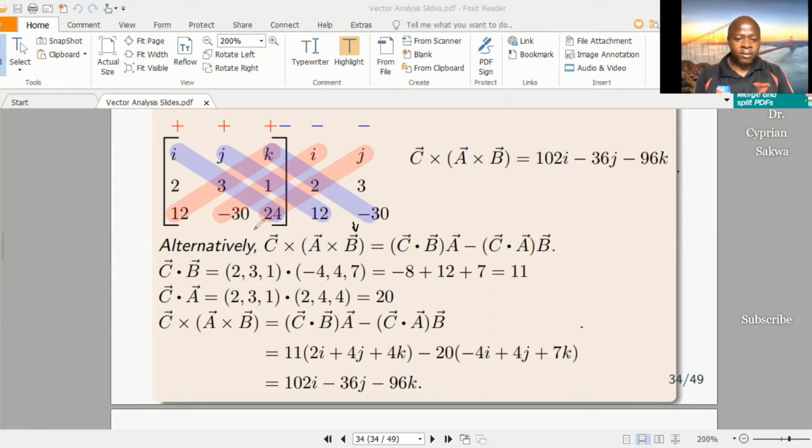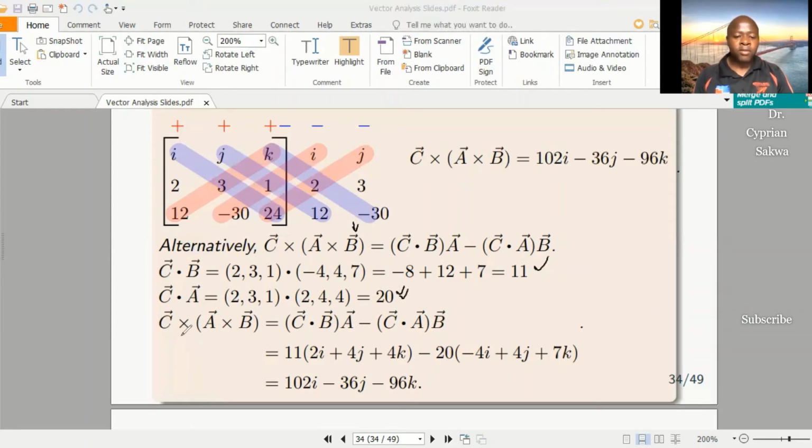We had the C. C was this 2, 3, 1. And the B was negative 4, 4, 7. So the dot product will be 2 times negative 4, which gives me negative 8. 3 times 4, which gives me 12. And then 1 times 7, which gives me 7. So the whole of this will be 11. What about C dot A? So what about this C dot A? This was C, and this is A. So doing this dot product, I get 20.